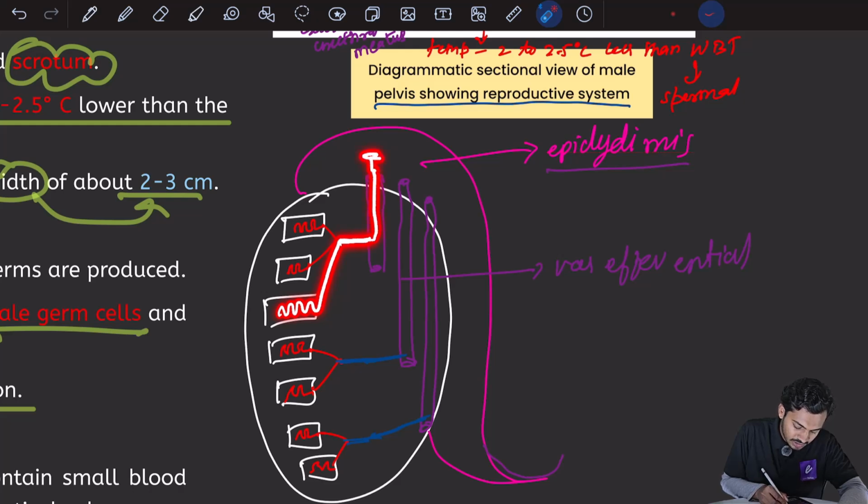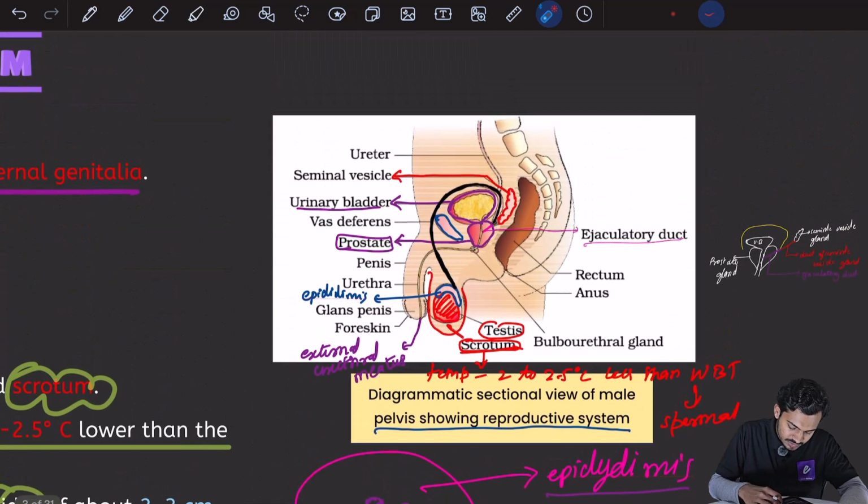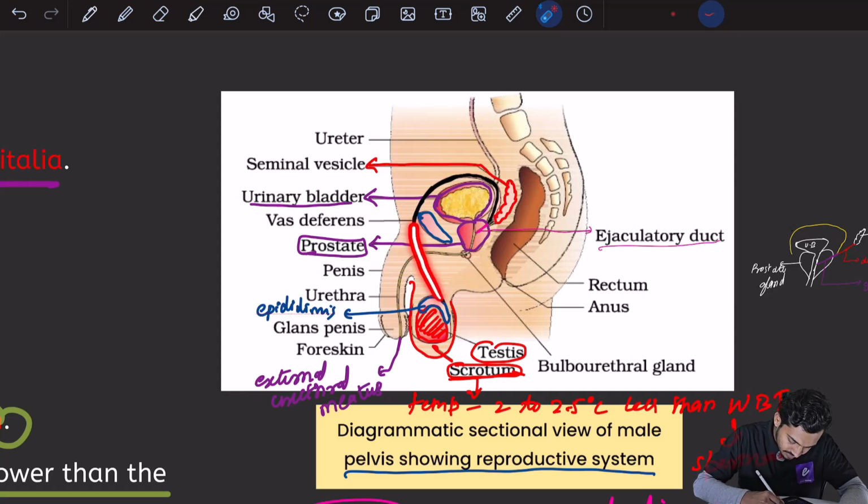Vas efferens से sperm कहाँ पे जाएगा? Epididymis में जाएगा. Epididymis में कहाँ से जाएगा? It will go in the vas deferens. Vas deferens में जाने के बाद क्या होगा? And from vas deferens it will go in the ejaculatory duct, right? It will go in the ejaculatory duct, then sperms will go in the urethra.